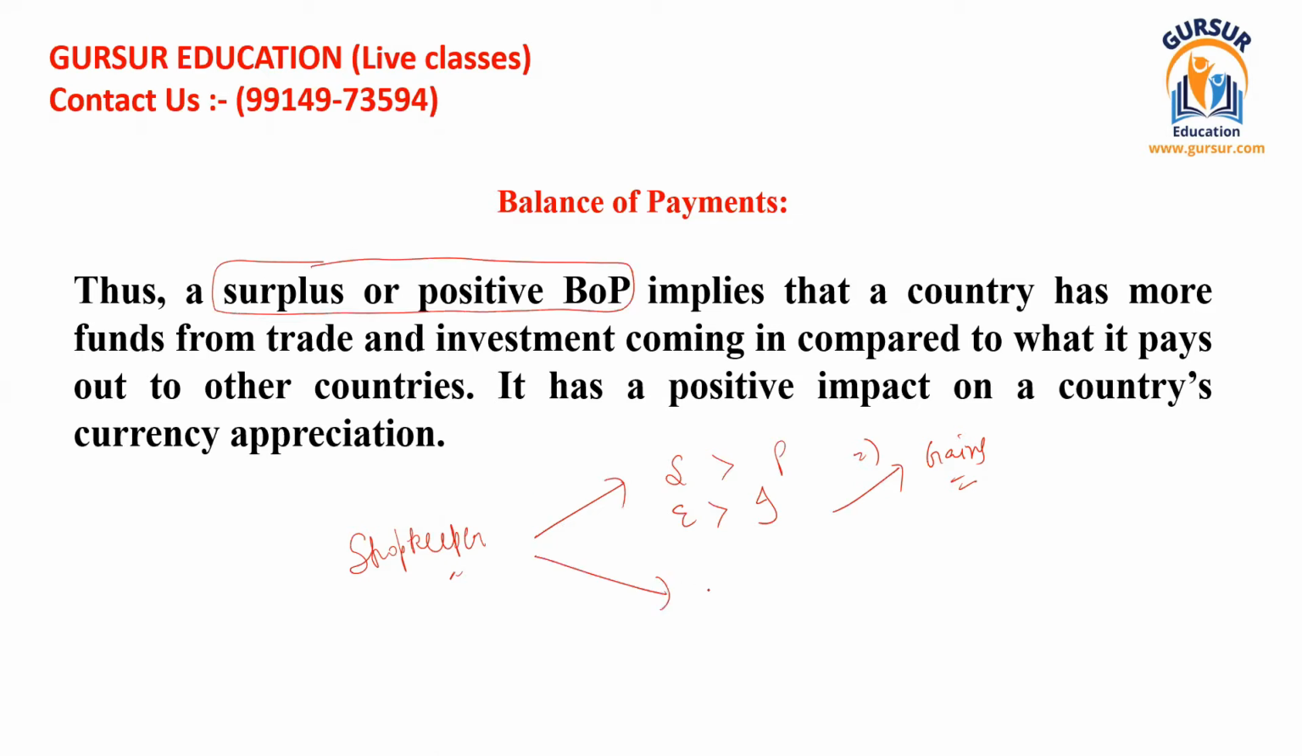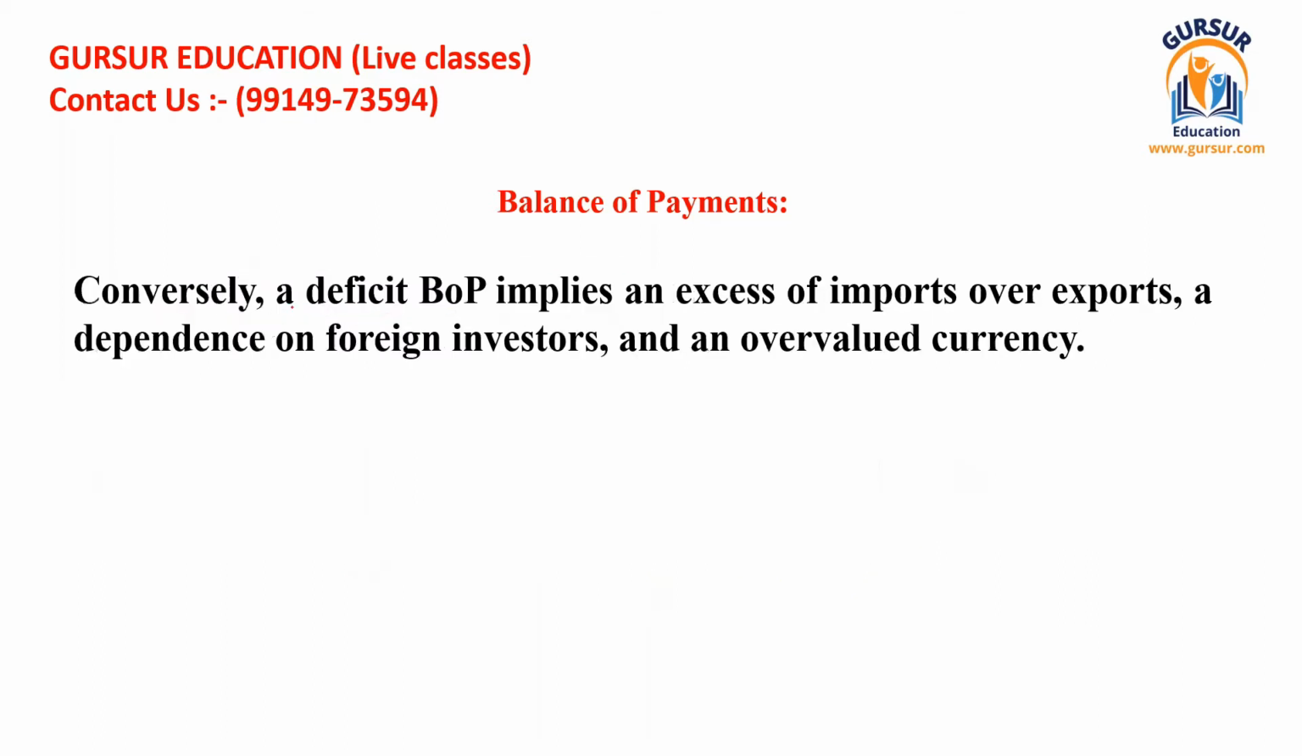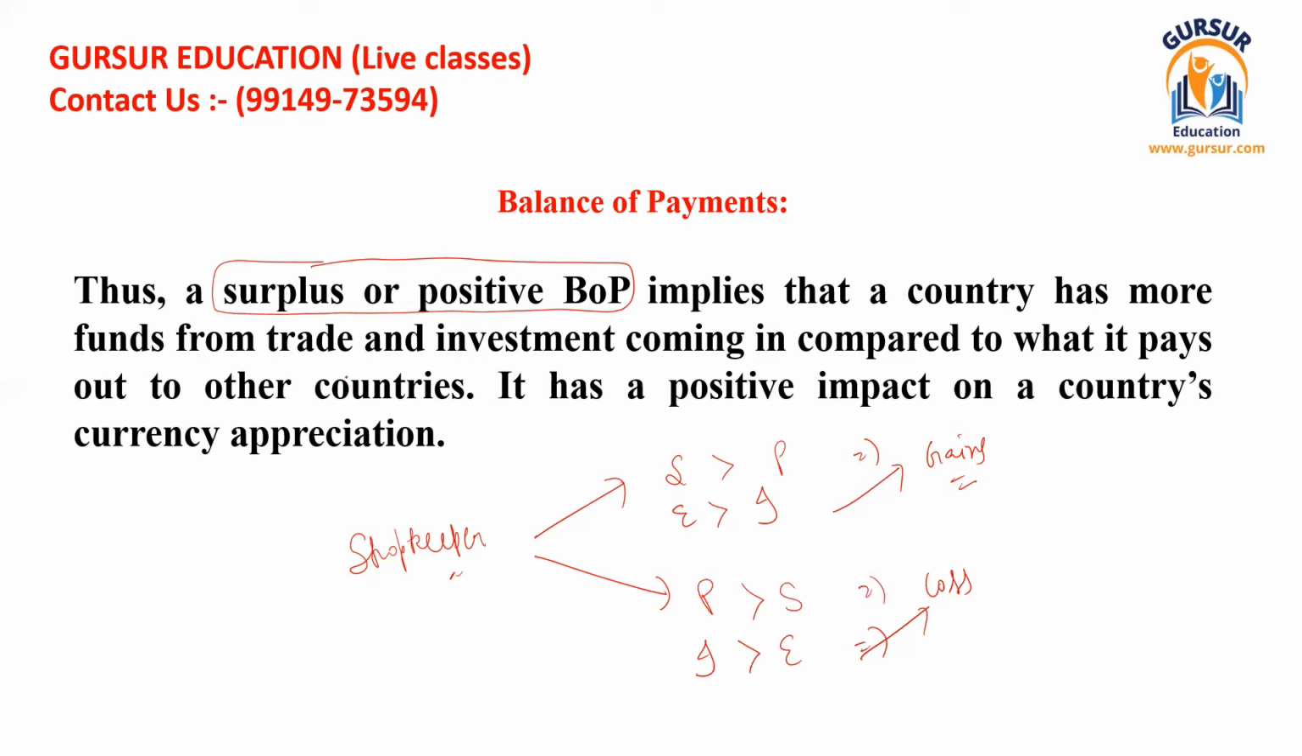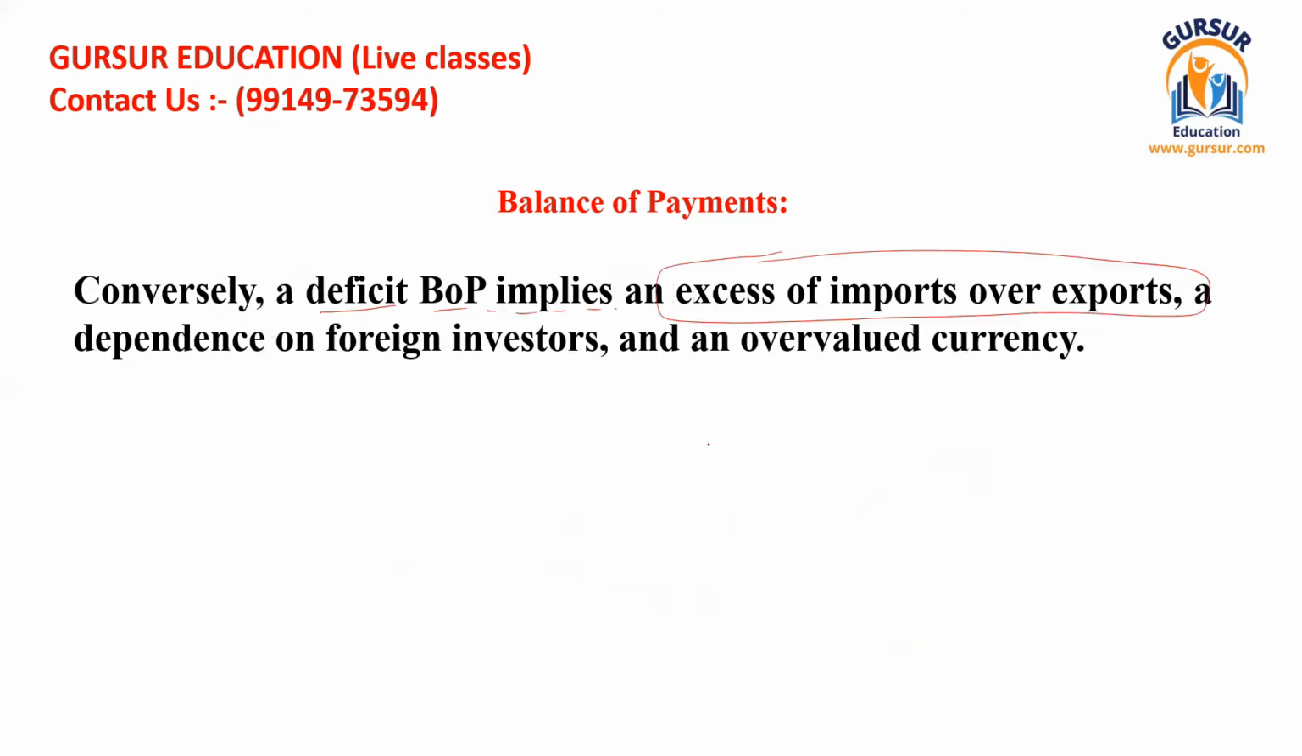And in the same way, if a shopkeeper's purchases are greater than his sales, then he is in the position of losses or a deficit. Taking the context of international figures, if imports are greater than your exports, then you are in a situation of losses or an unfavorable situation. So we can simply say that a deficit balance of payment implies excess of imports over exports. And surplus I have already talked about: surplus is when your exports are greater than imports. So this is surplus and deficit balance of payment.